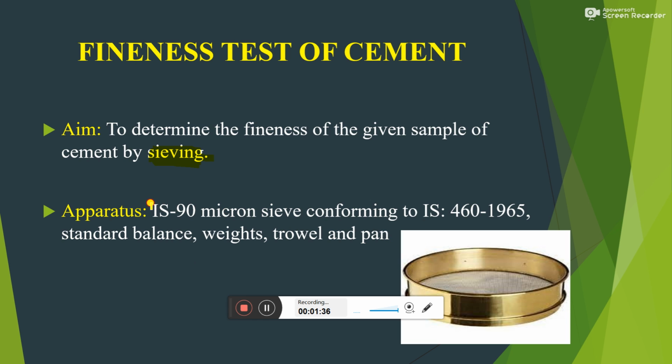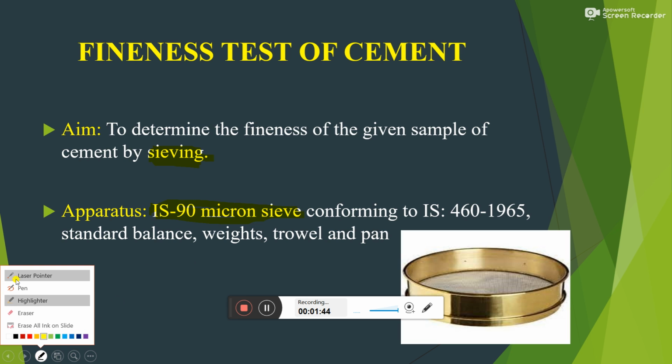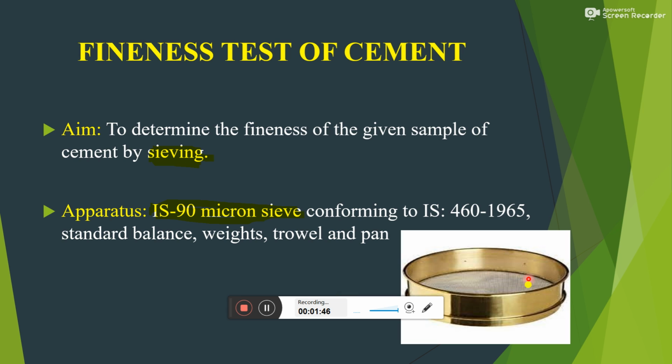So we want the IS 90 micron sieve. So this is the IS 90 micron sieve. By using this sieve only, we are going to determine the fineness test of cement for a given sample of cement. So these are the various apparatus required to perform the fineness test of the cement.